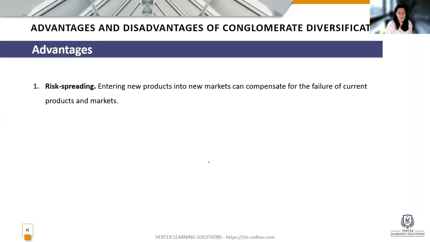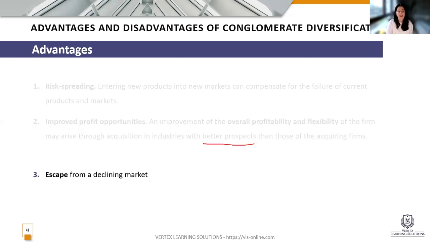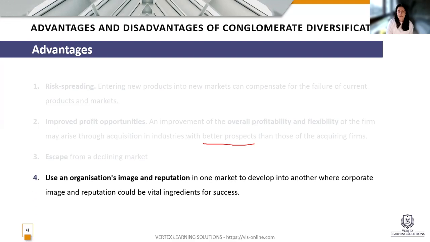Now, what are the advantages? We will be able to spread risks. So, if nobody is buying our cleaning product, at least they will buy food. It would be improved profit opportunities because we will be able to do that by acquiring businesses that have better prospects compared to the business we're currently located. We can escape from a declining market by investing in somewhere new. We can use organizations' image and reputation in one market to develop competitive advantage into another market.